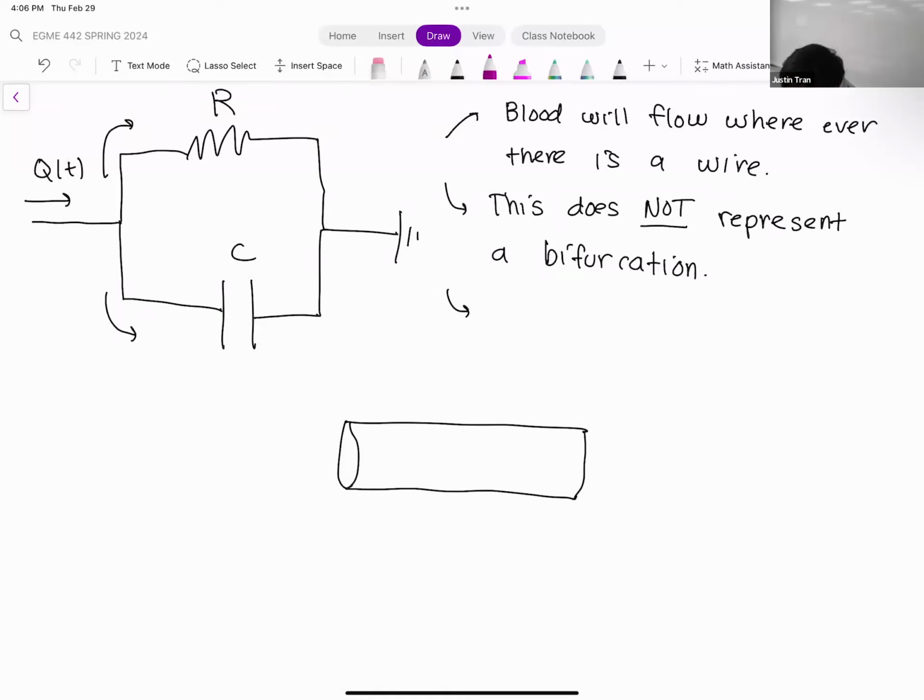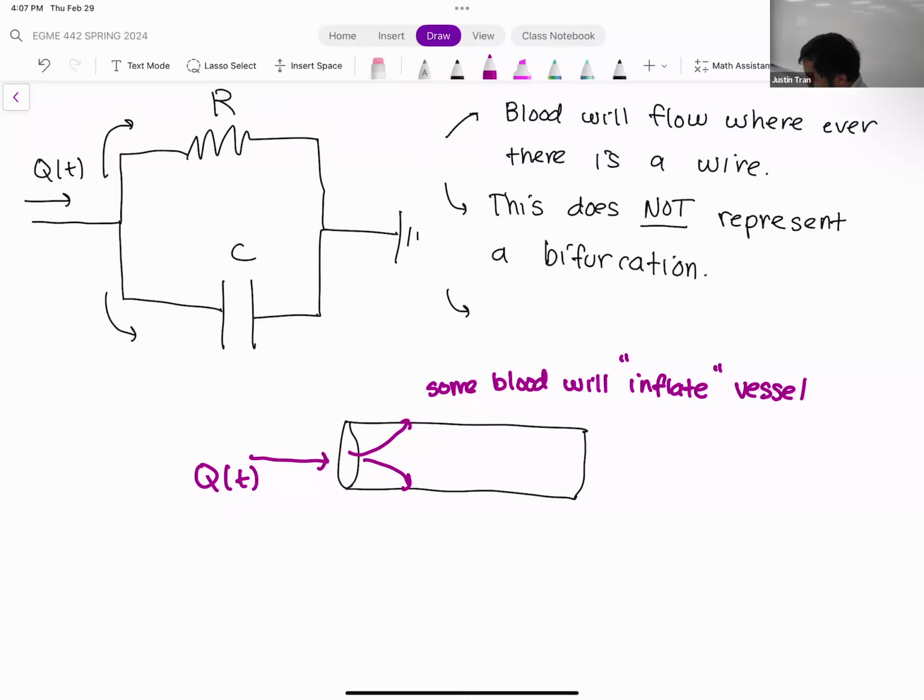And so when blood comes in, let's say we have the flow of blood coming in, Q of T. That blood is going to do a couple different things within the blood vessel. On the one hand, some of that blood is going to go towards inflating the vessel. Because as this blood vessel inflates, its radius is going to increase, its volume is going to increase. So it's going to get a little bit bigger, just like this.